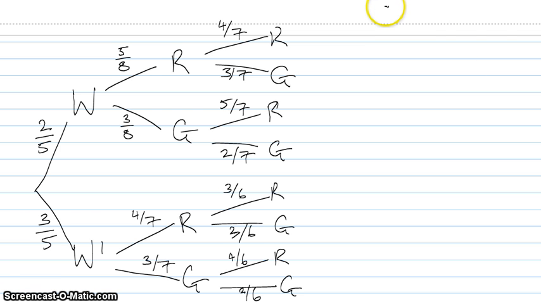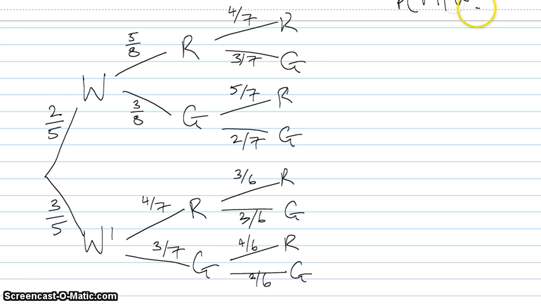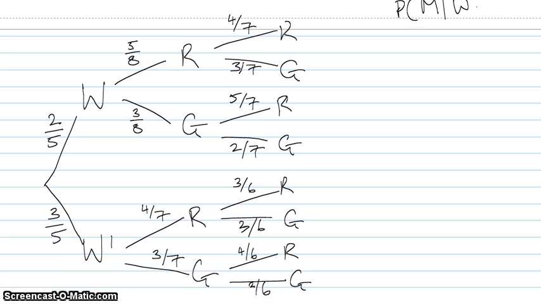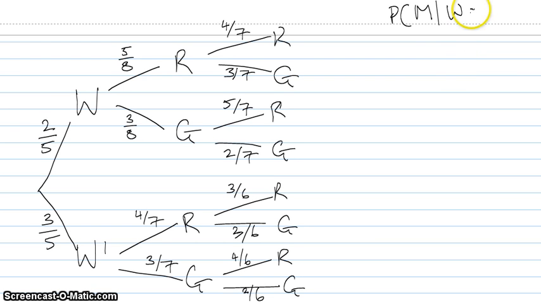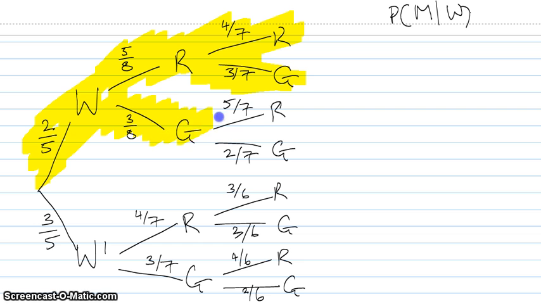I'm asked to find the probability of M given W. Sorry, hold on, what's happened here? Probability of M given W. Given W means I only need to pay attention to this branch on my tree diagram. So I'm only going to pay attention to these possible outcomes. It means that given that I drew a white the first time, I didn't draw a black die, I drew a white die. Now what's the chance that event M happens?